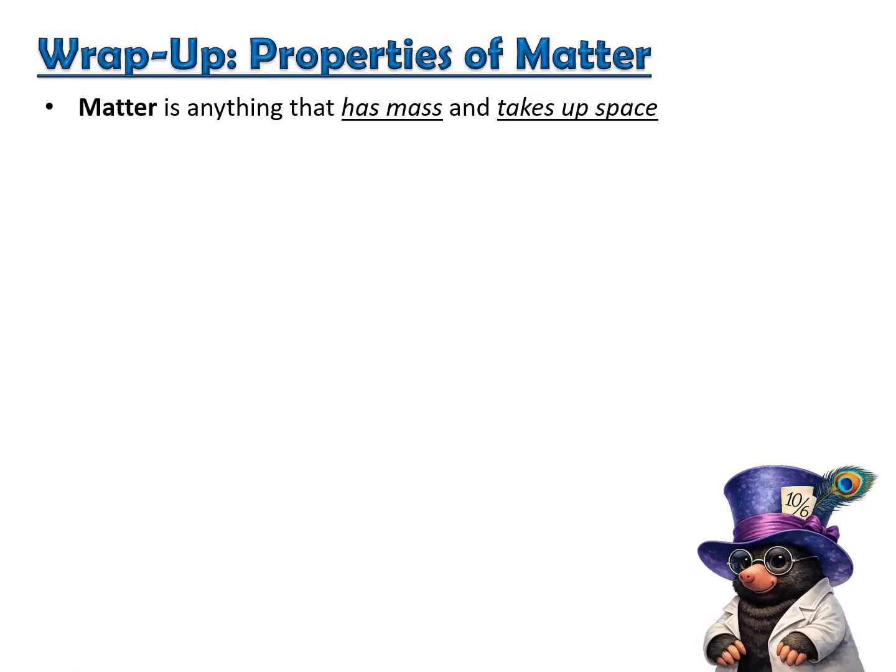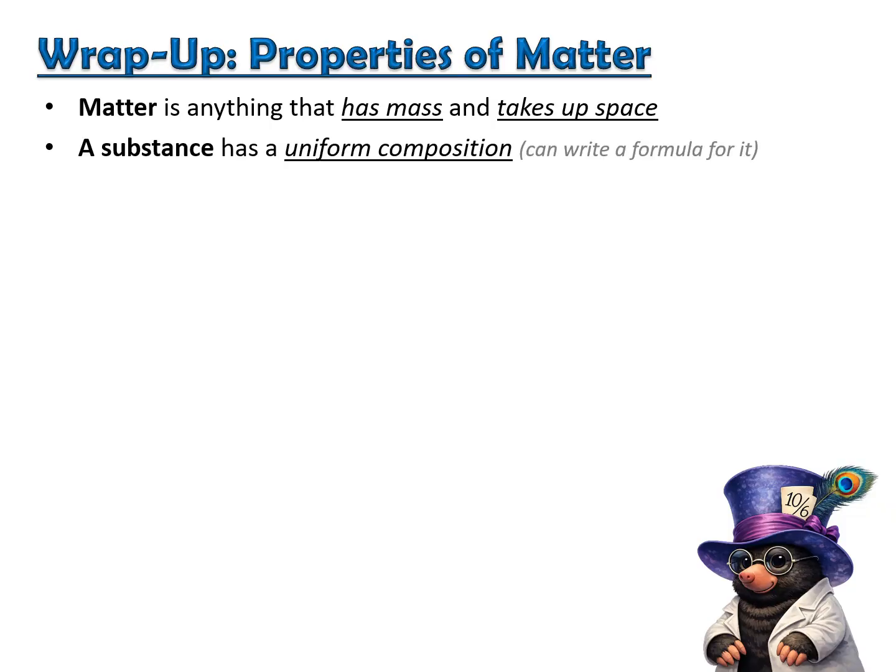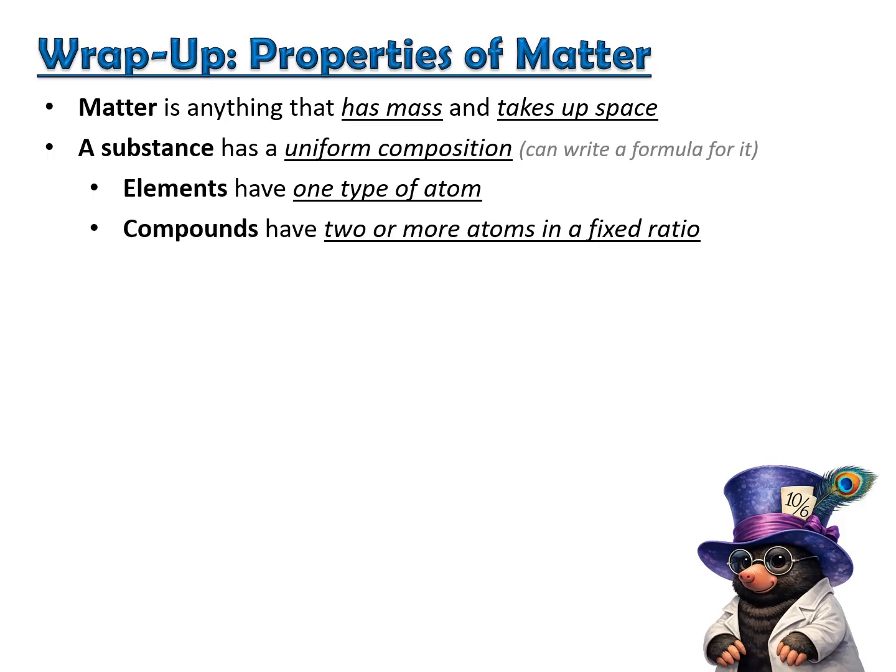All right, so that is it for this lesson. So let's go through the wrap up. So remember, matter is anything that has mass and takes up space or has volume. A substance is a specific kind of matter that has a uniform composition. That means that you can write a formula for it. There are two different types of substances. We have elements, which have one type of atom, and compounds, which have two or more atoms in a fixed ratio.